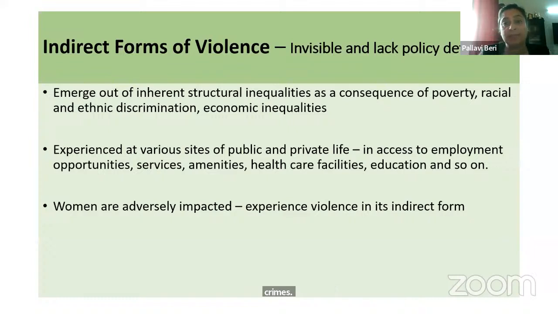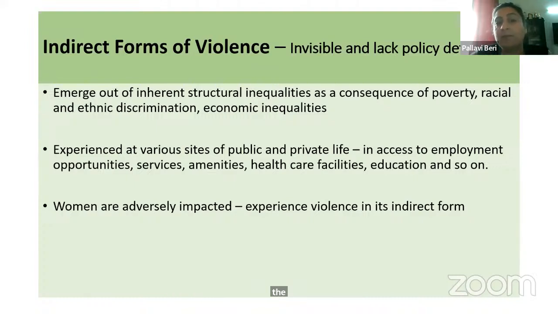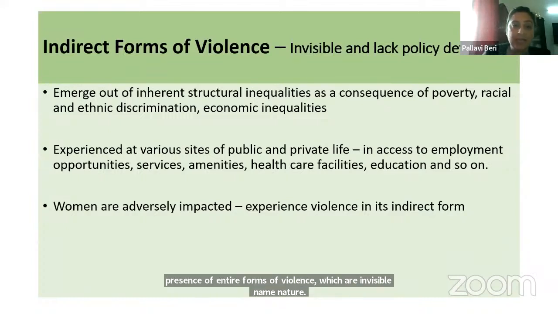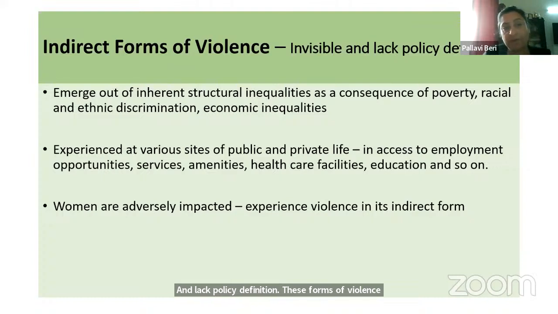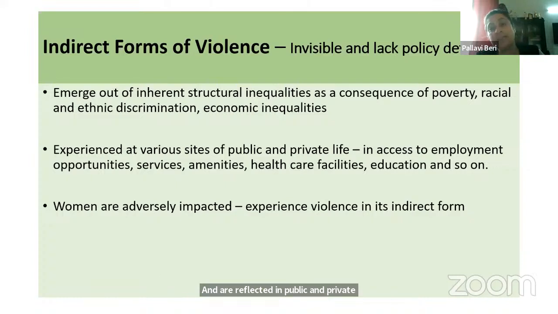The vulnerability of women is not limited to these direct forms of violence. What I am trying to argue is the persistent presence of indirect forms of violence, which are invisible in nature and lack policy definition. These forms of violence basically emerge out of inherent structural inequalities as a consequence of poverty, racial and ethnic discrimination, certain economic inequalities, and so on, and are reflected in public and private life in terms of limited access to employment opportunities, such as wage differentials, problems of leave benefits, sexual harassment at workplace.